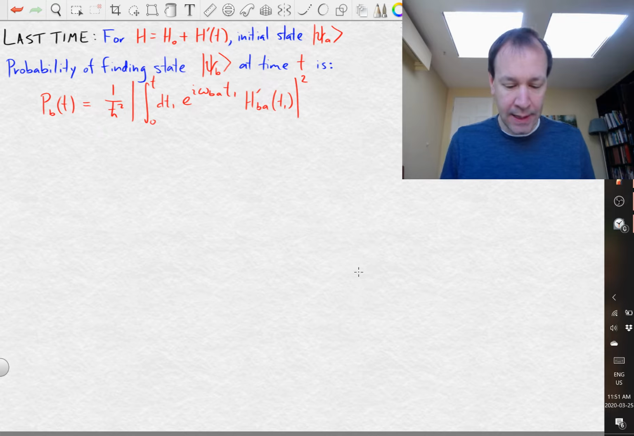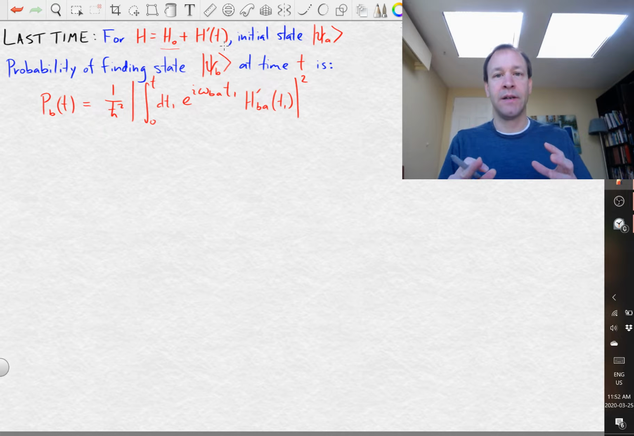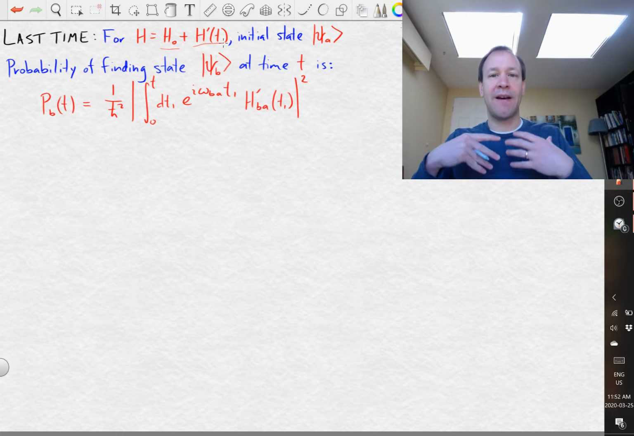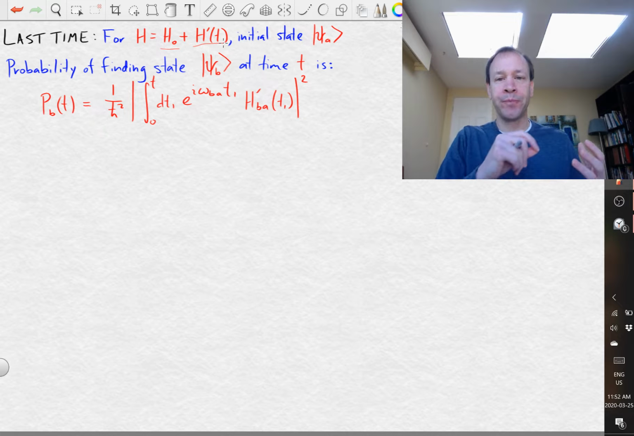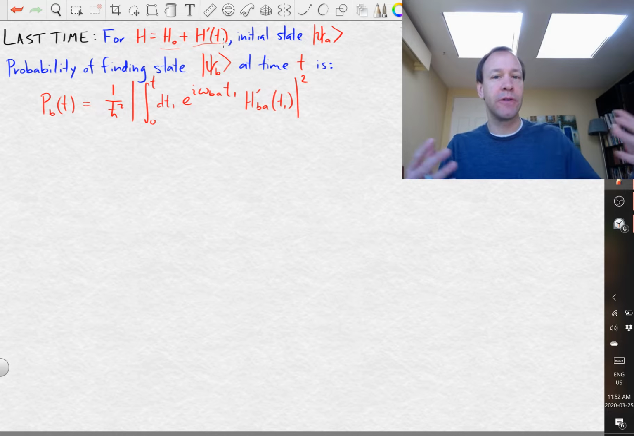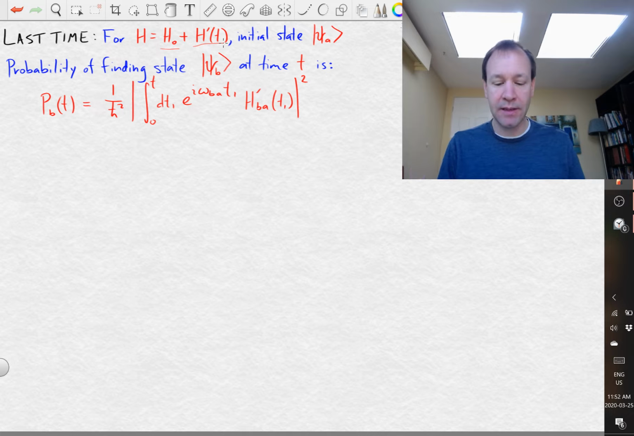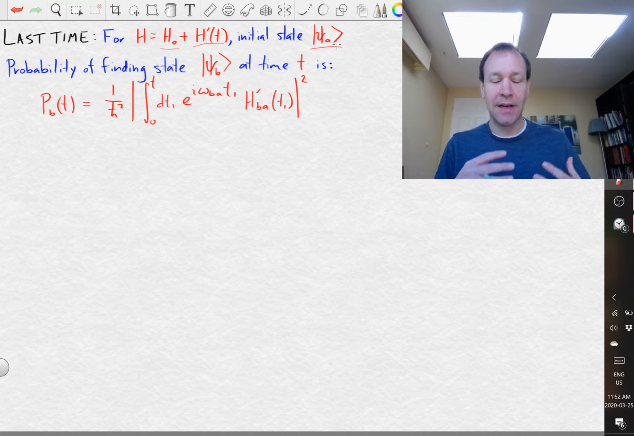Okay, so let's review. So our setup is that we have a Hamiltonian where initially you have some time-independent Hamiltonian. So this might be the hydrogen atom Hamiltonian. And then we have a time-dependent term in our Hamiltonian that we're assuming is relatively small. And so we're also going to assume that that turns on at some time t equals 0. So before t equals 0, the Hamiltonian is just the time-independent part. And now at t equals 0, this time-dependent part turns on. And let's say we have some initial state at that time, which is an energy eigenstate of H0. So maybe it's the ground state, or maybe it's some other excited state.